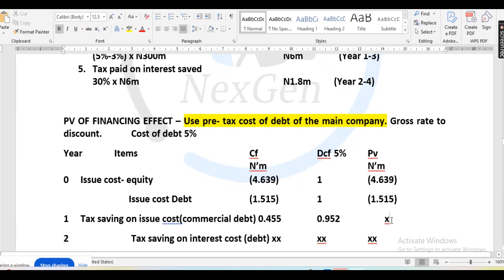Please, if you don't know how to calculate the DCF, I beg, please tell me. Just unmute your mic. I will show you how to calculate the DCF. So what do you have? 0.433. Okay, please confirm. So what is the next step?